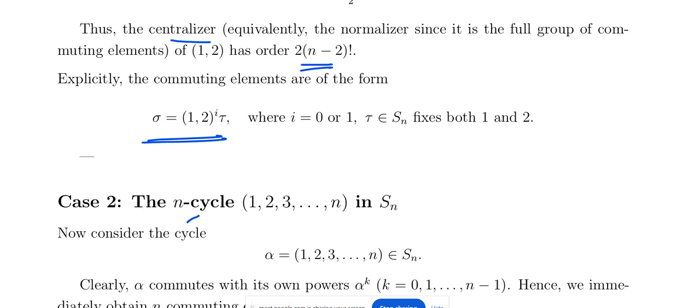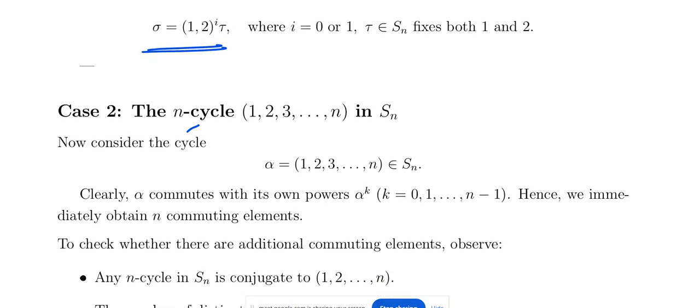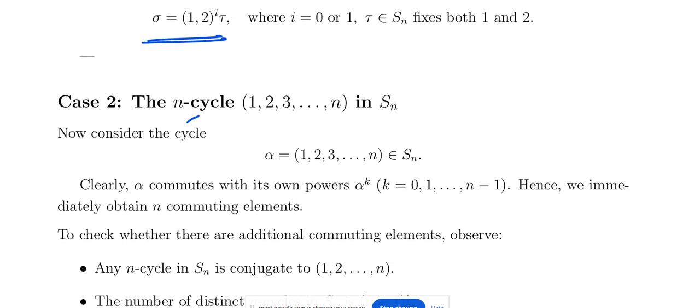Similarly, for an n-cycle, the symmetric group contains the n elements 1 to n in Sn. So alpha equal to the cycle (1 2 ... n) belongs to Sn. Alpha is the n-cycle, meaning its length is n. It commutes with its own powers alpha to the k, with k equal to 0, 1, 2 and so on up to n minus 1. Here, since it is a 2-cycle, we take only i equal to 0, 1. When we take an n-cycle, k equals 0, 1, 2, up to n minus 1. That immediately gives n commuting elements.